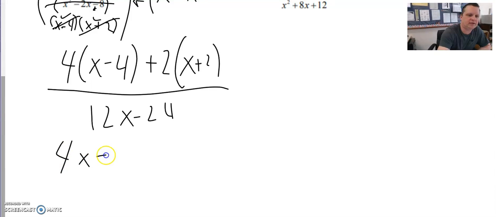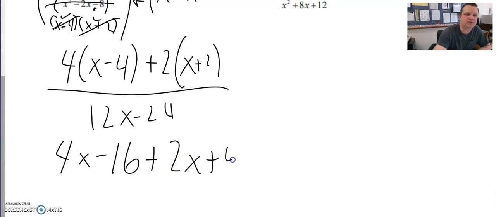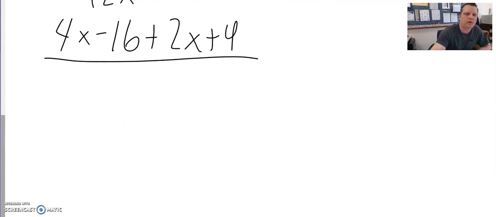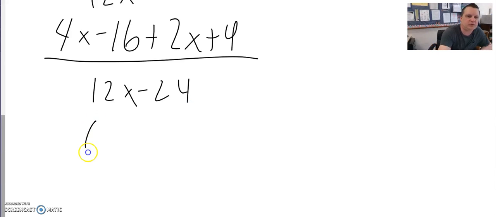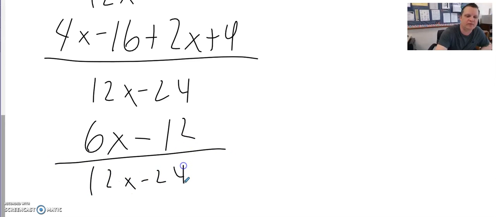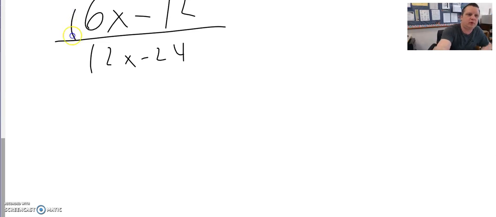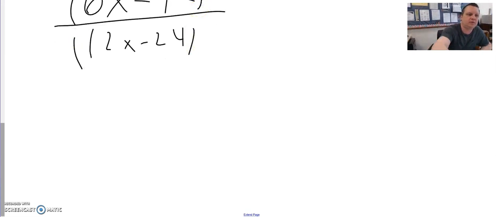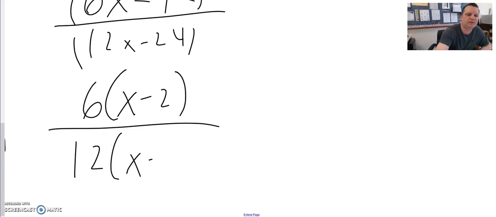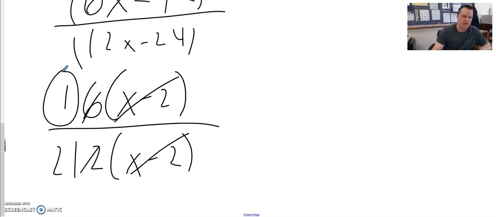Distribute. We have 4x minus 16 plus 2x plus 4 all over your 12x minus 24. And then you combine this. We have 6x minus 12 all over 12x minus 24. Keep going. Parentheses. Oops. I don't know what happened here. Okay. Parentheses. Oh well. 6 times x minus 2 over 12 times x minus 2. Cancel, cancel, cancel, cancel. 1/2. Don't lose that 1 in the numerator. It is not 2, but it is 1/2.